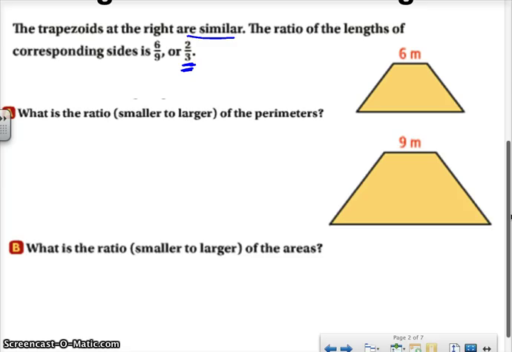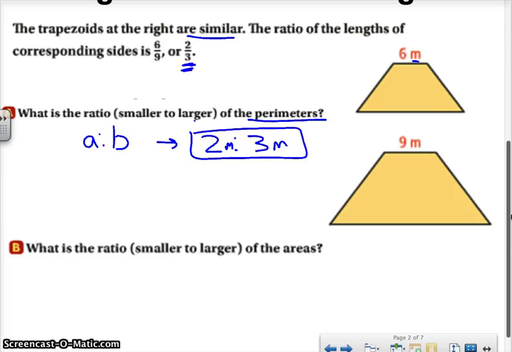If we want to know the ratio, smaller to larger, of the perimeters, this ratio of the perimeters is just A to B. If they already gave us A to B, then we know the ratio of the perimeters is 2 to 3. For every 2 meters of perimeter that the smaller trapezoid has, the larger has 3 meters. So we'd say 2 meters to 3 meters.